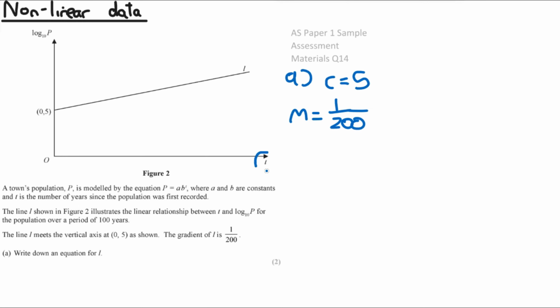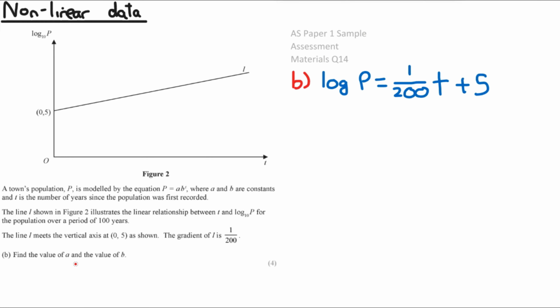So therefore, because T and log P are the X and Y axes respectively, the equation of L is going to be log P, because that's what Y is, so log P is equal to M, which is 1 over 200, and then the X is the T part, so it's T, and then plus C, which is plus 5.